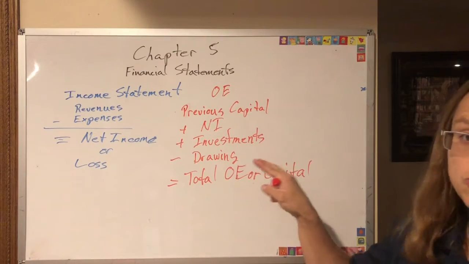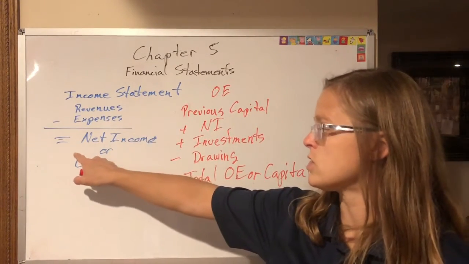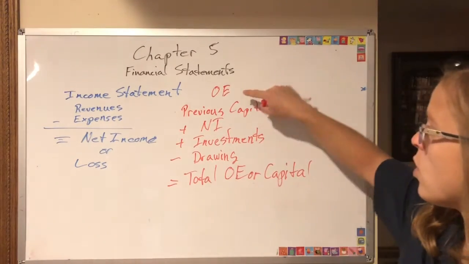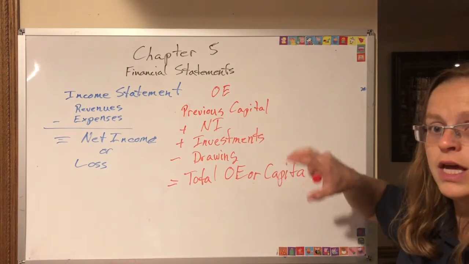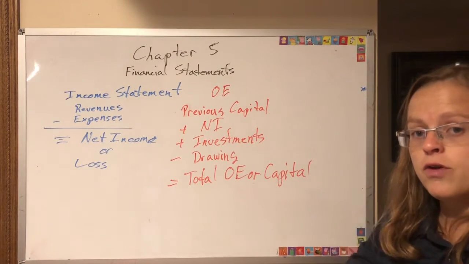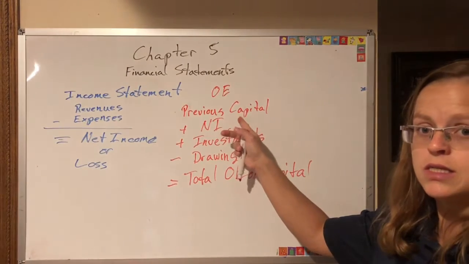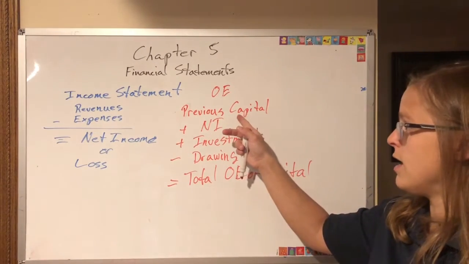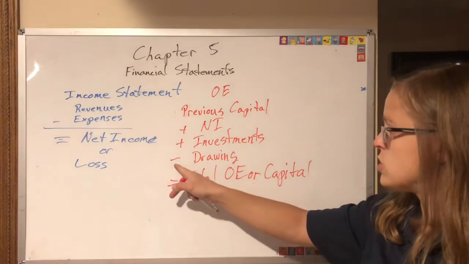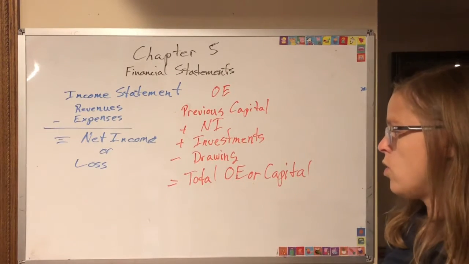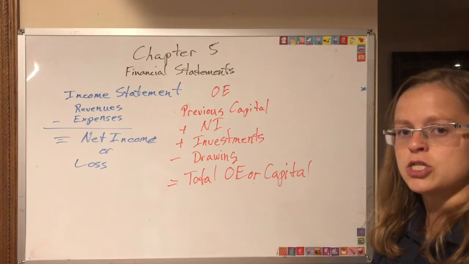All right, so those are the two statements we covered. We covered the income statement, which is revenues minus expenses equals net income or loss. And we covered owner's equity, which is the previous capital. If there's any previous capital, like I said, Ann didn't have any other money invested in the organization prior to investing the $35,000, so that was 0. But if she did, then you would put it there. You would add the net income to it, and any other investments, you would subtract the drawing, and then you would get the total owner's equity or capital. And again, the information is taken from the adjusted trial balance.